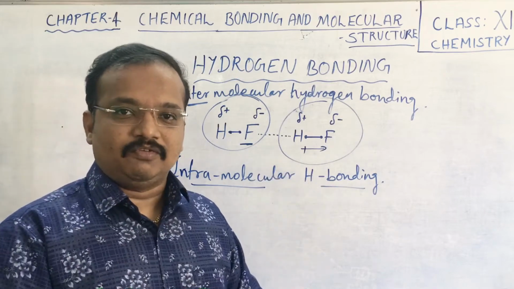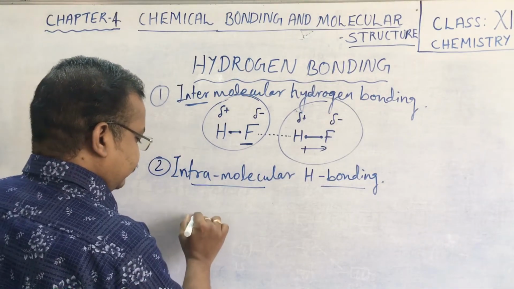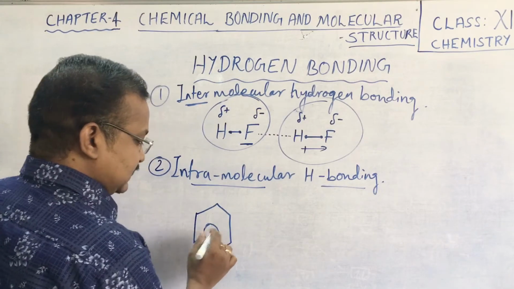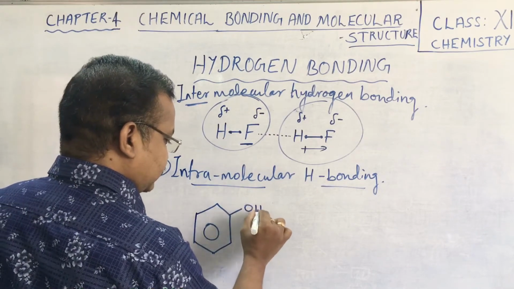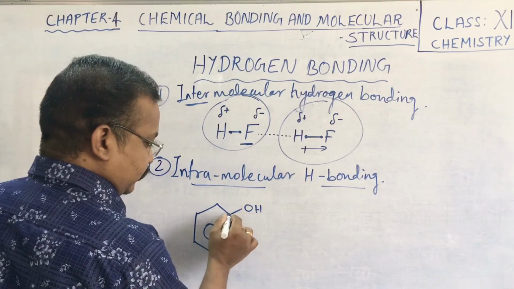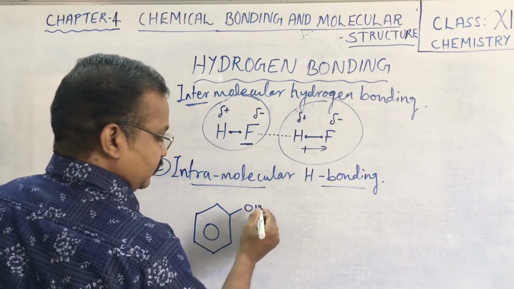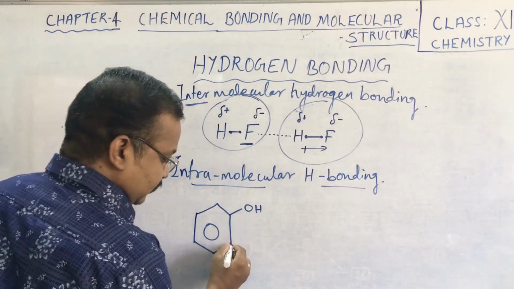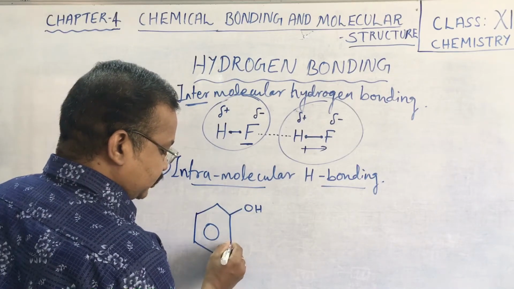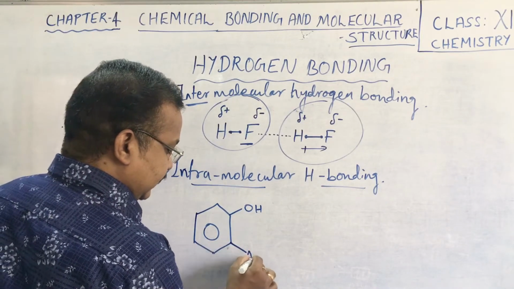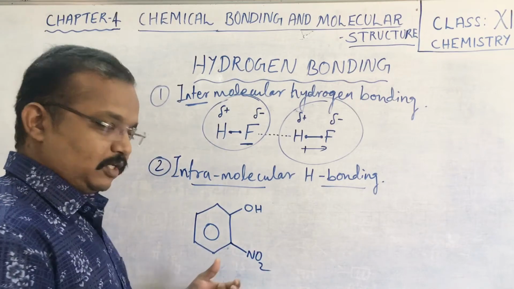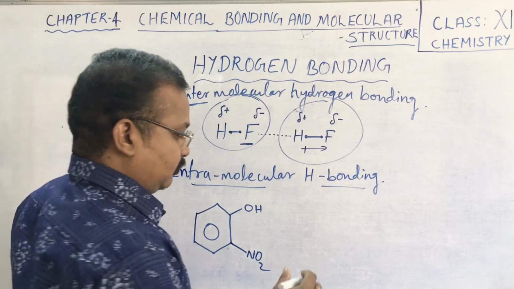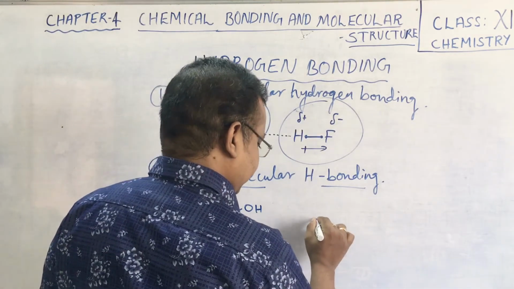Let us take an example. Suppose this is our benzene ring in which an OH group is present, and this is the first position. If we consider this benzene ring with one OH group, that is called phenol, and if at the adjacent position there is a nitro group, this is called ortho nitrophenol.